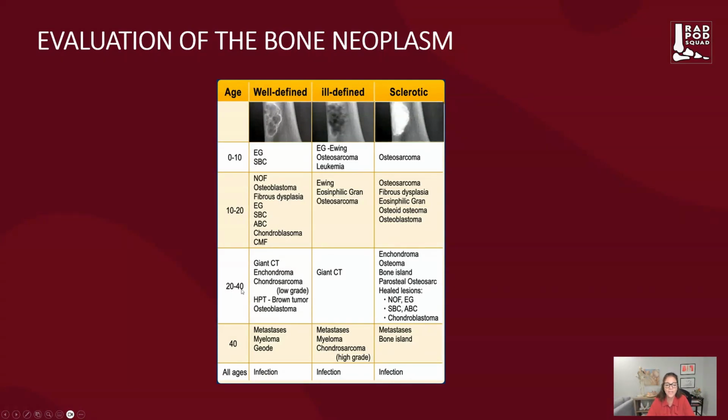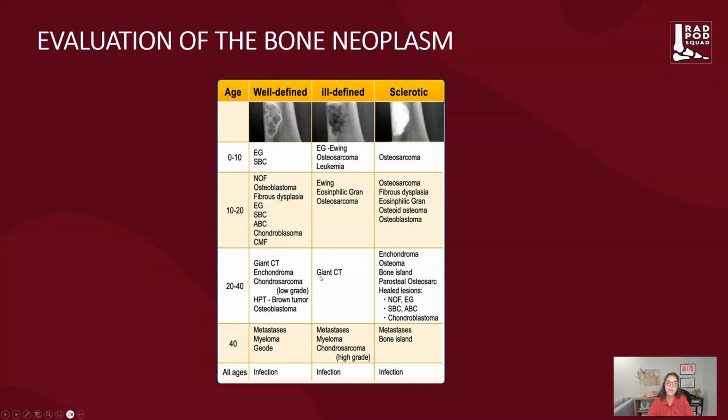The 20 to 40 age category is where the epiphysis closes, and we'll be looking for giant cell tumors. You can also see benign enchondromas, malignant or low-grade chondrosarcomas. Hyperparathyroidism may present, and you may have brown tumors. And of course, you may have osteoblastomas in this category, 20 to 40 well-defined lesions.